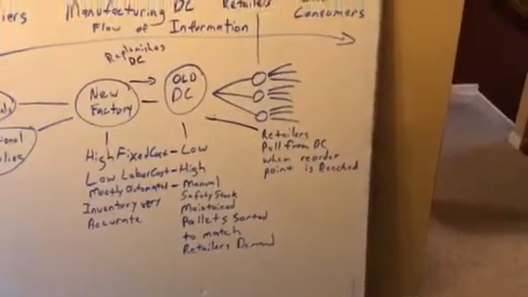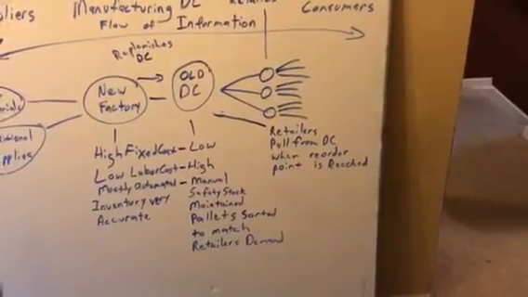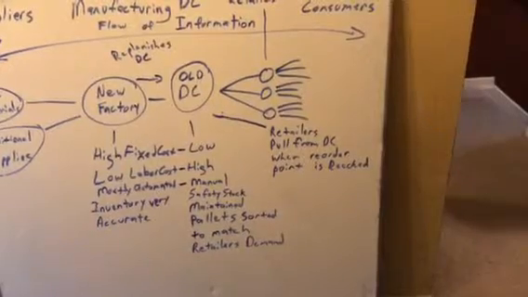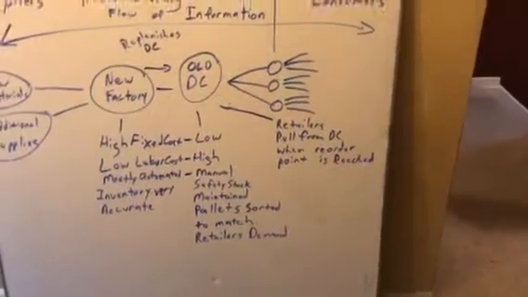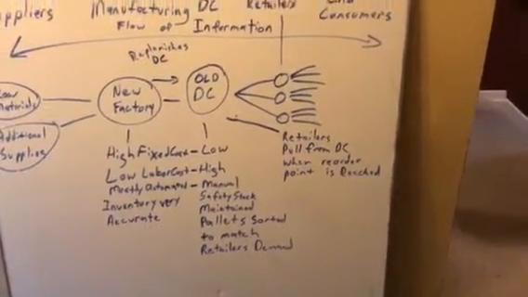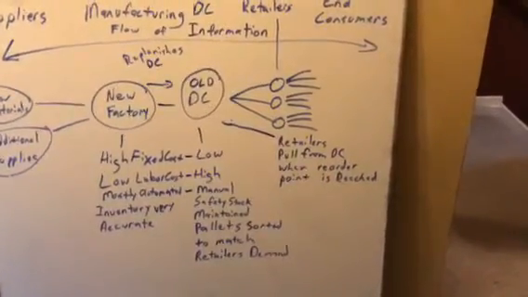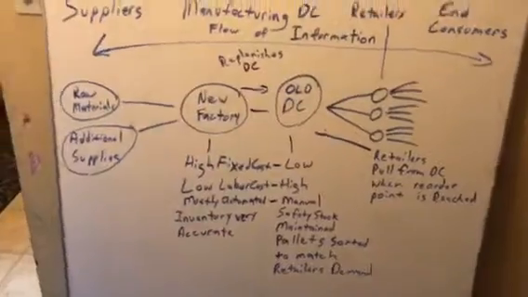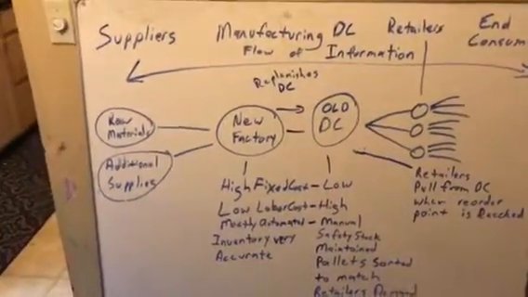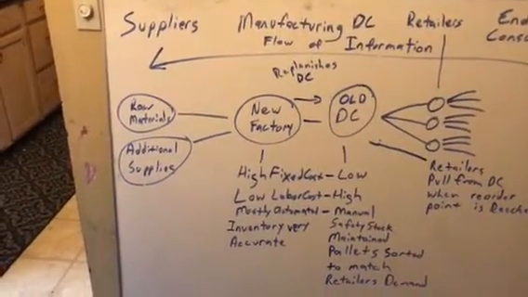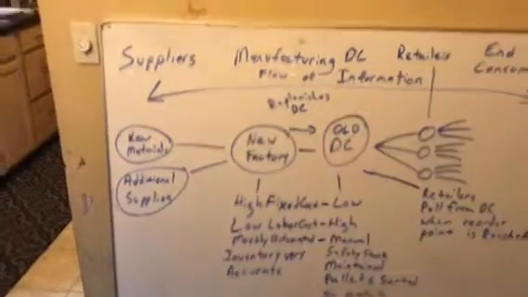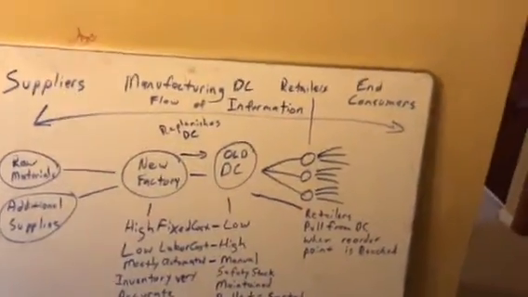The retailers pull from the distribution center when a reorder point is reached, so we avoid stock out situations and maintain high customer service. Then the distribution center is replenished from the factory, and then the factory would get new raw materials once again.